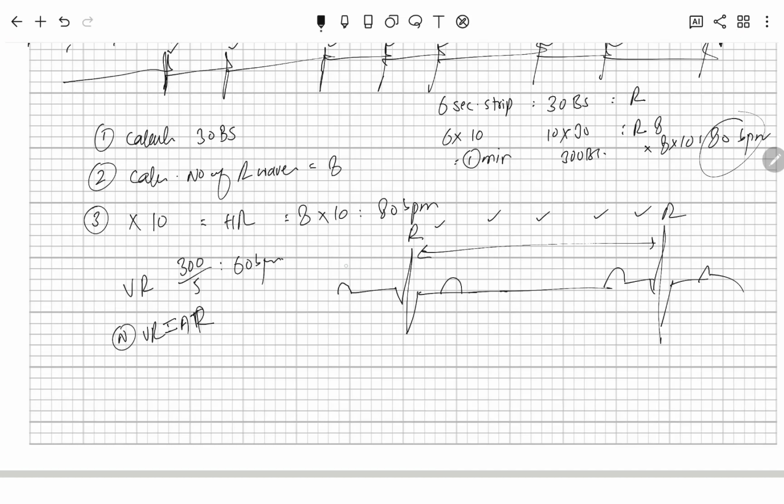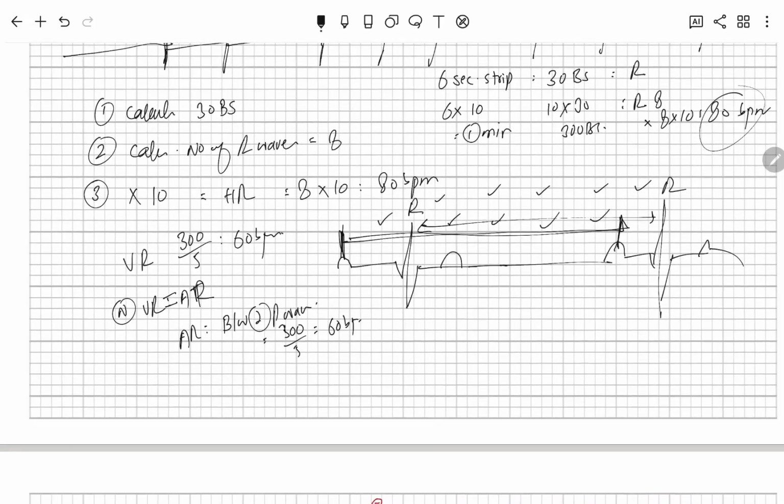So again, if we calculate the atrial rate, we will have to calculate between two P waves, right? If we check the number of big squares, it is 1, 2, 3, 4 and 5, right? So the atrial rate is calculated between two P waves. It is again 5, so we divide 300 by 5, and we have 60 beats per minute.